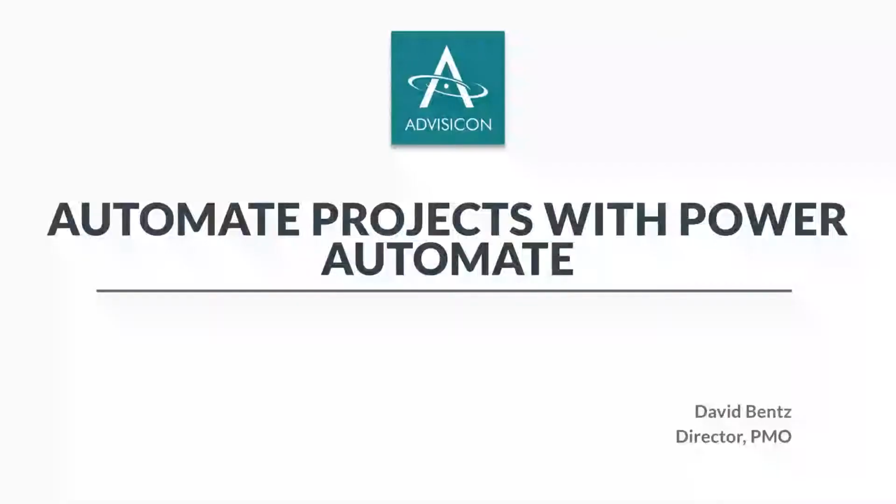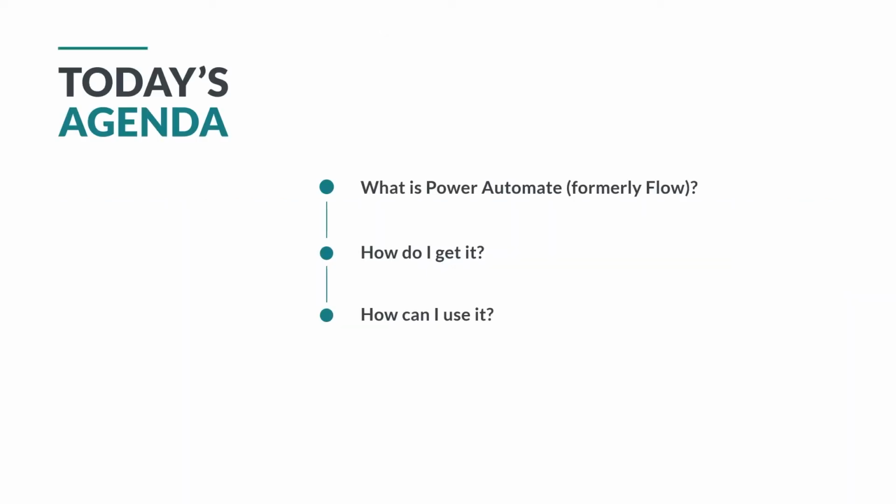Let's get started. Today's webinar is Automate Projects with Power Automate. We're going to be covering what Power Automate is, an application for Microsoft Office 365 that was formerly known as Flow. We'll talk a little bit about how we get access to Power Automate and what licenses are required in order to be able to make and use flows. And finally, what is a flow and how can I use it?